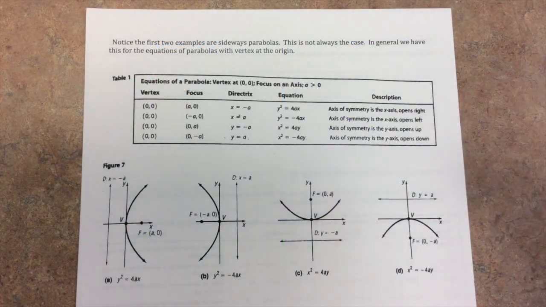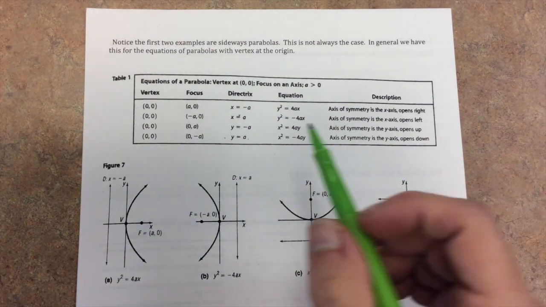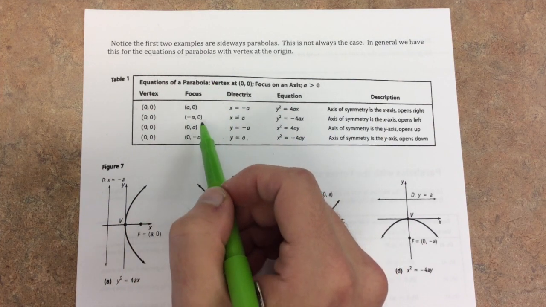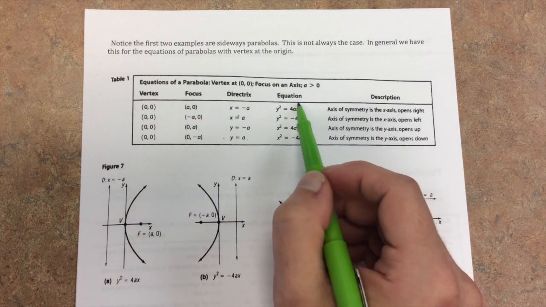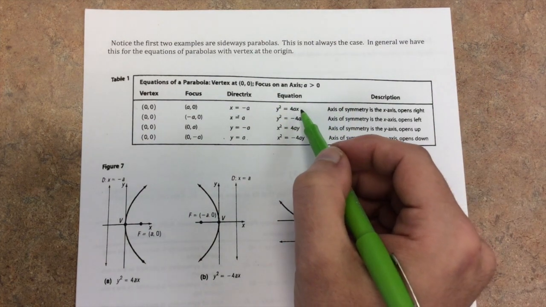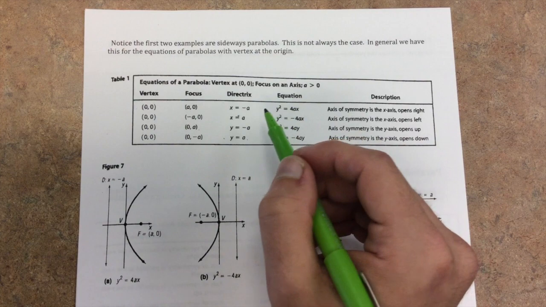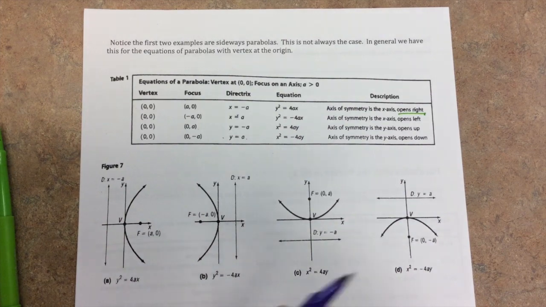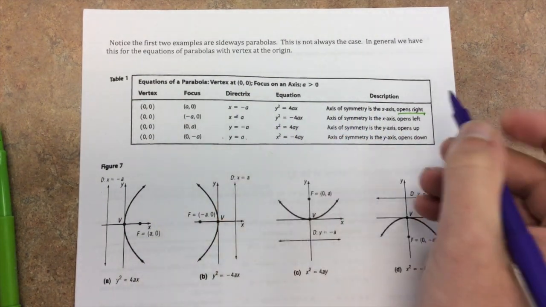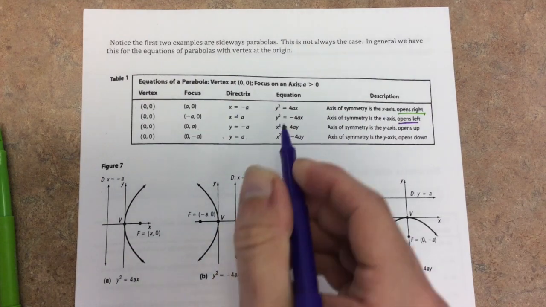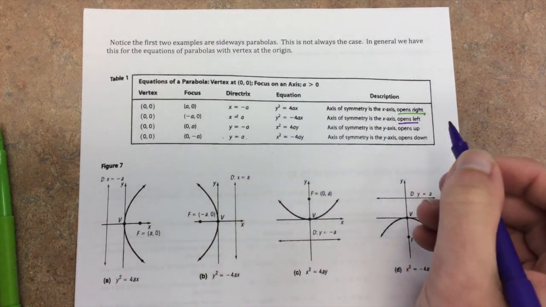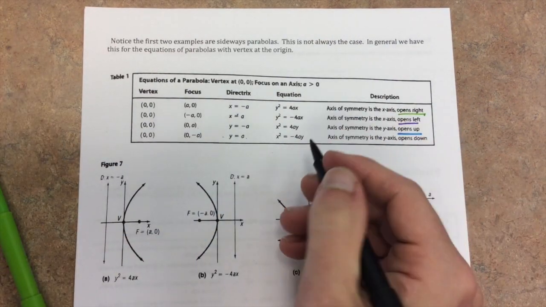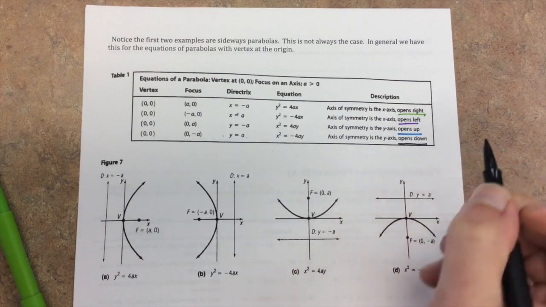Okay, so we can see this big table now right in front of you. This tells you, if you give the vertex at the origin, how can you tell where the focus is based off the equation? So if you have a positive a and a y squared, that means it opens to the right. If you have a negative a and a y squared, that means you open to the left. That's the key. If you have an x squared and you have a positive a, then that opens up. And if you have an x squared and a -4a, that means you open down.